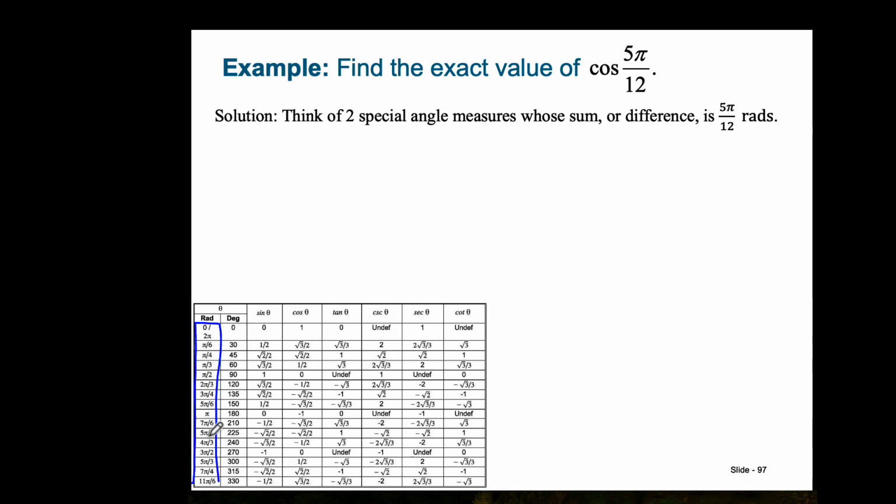Welcome back. If you came up with pi over 6 and pi over 4 have a sum of 5 pi over 12, nice work. It's not quite as easy to see in radians because we don't have everything with a common denominator. So I'll just show you here. This would be 2 pi over 12, adding that with 3 pi over 12. Now that we have a common denominator, that gives us our 5 pi over 12. And here's what it would look like.